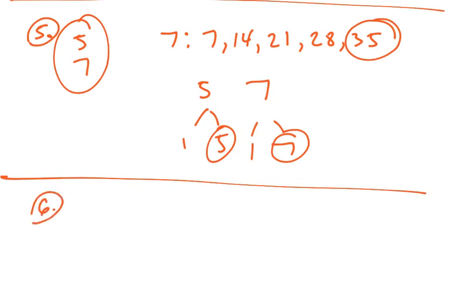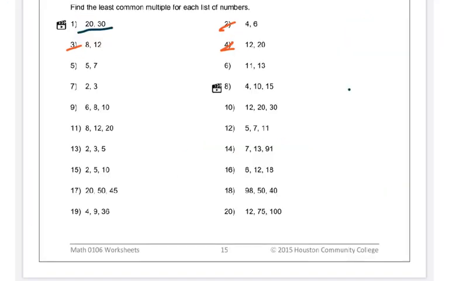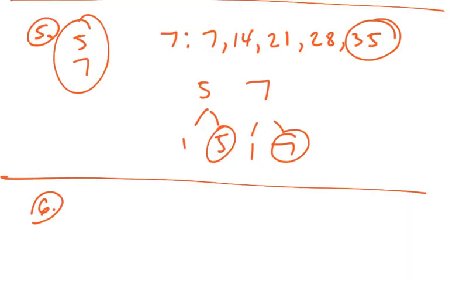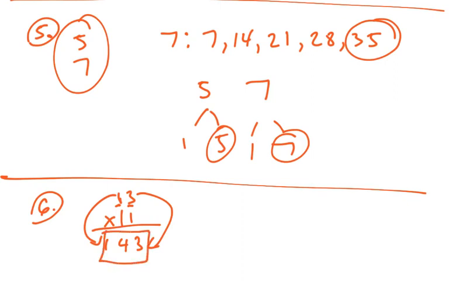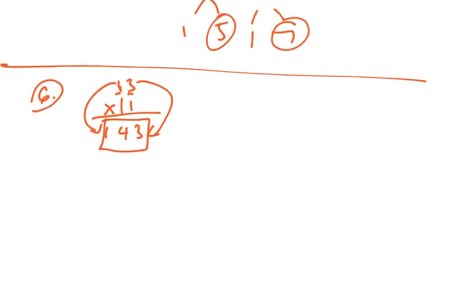Let's look at number 6, 11 and 13. So again, 11 and 13 are prime, so I'm just going to do 11 times 13. And hopefully you recall that rule that I told you with 11s, where you take this 1, you put it here, you take this 3, you put it here, and the middle is 1 plus 3, which is 4, so it's 143. And that would be your LCM.